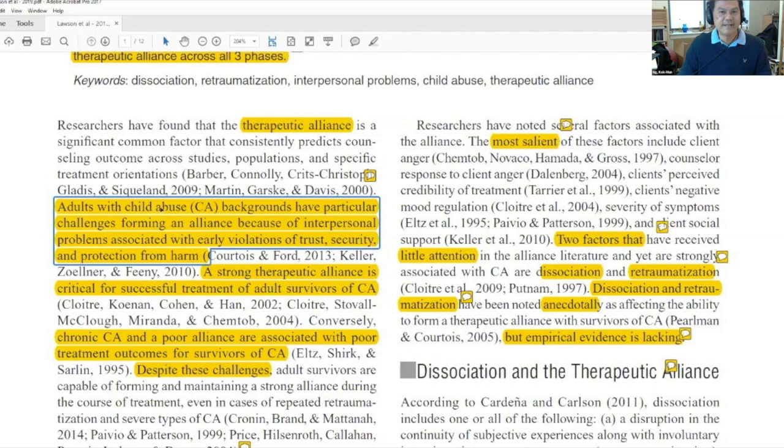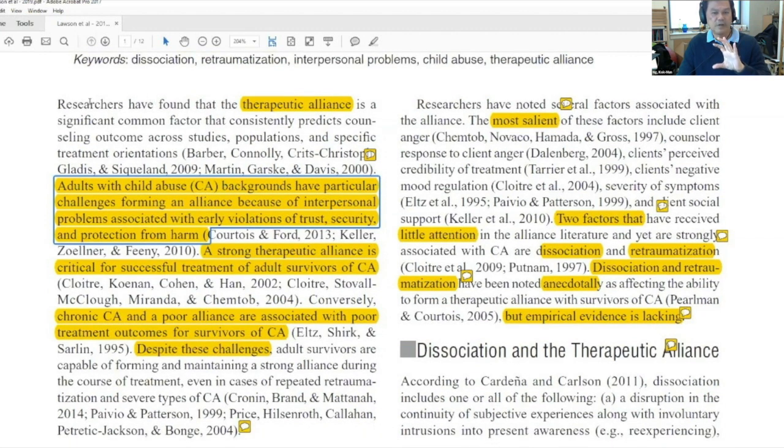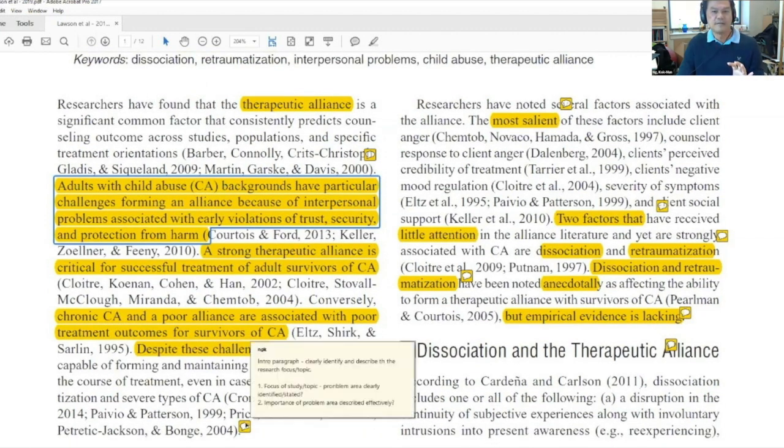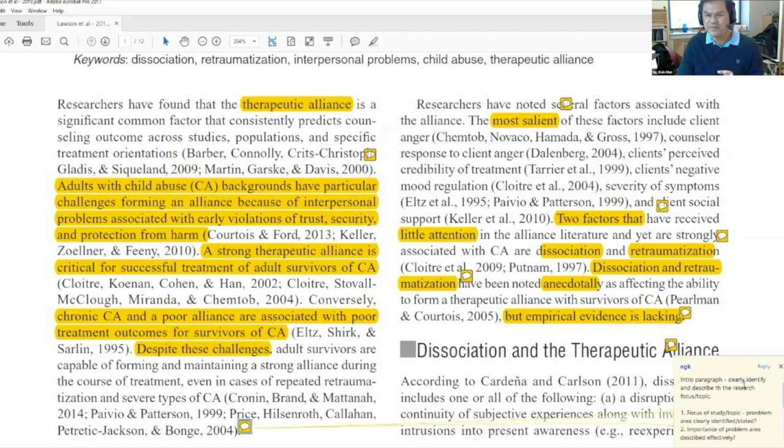And then the next thing, after therapeutic alliance, the experience of child abuse trauma is introduced into the conversation. You see up front in your first intro paragraph, clearly identify and describe the research focus of the topic, right? And the importance of the issues.